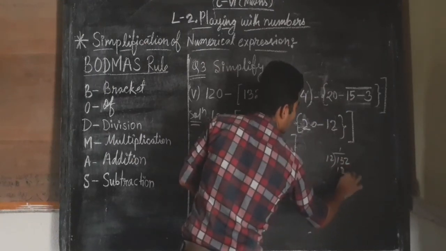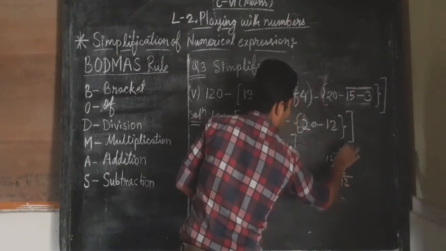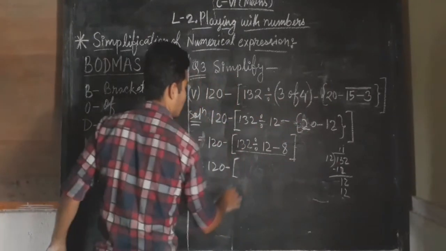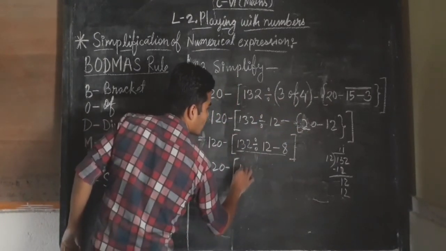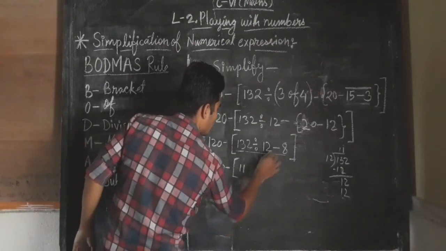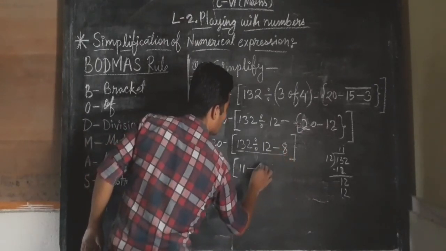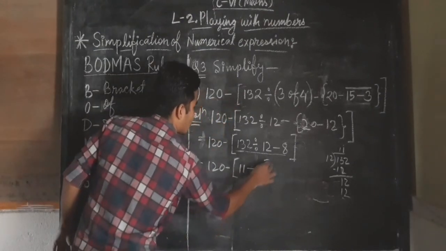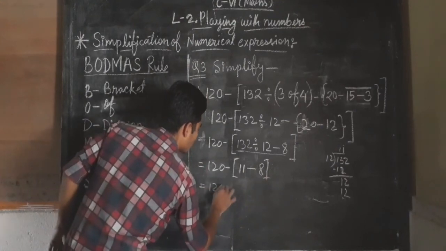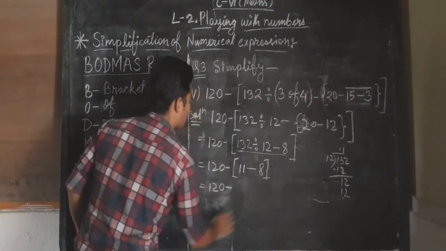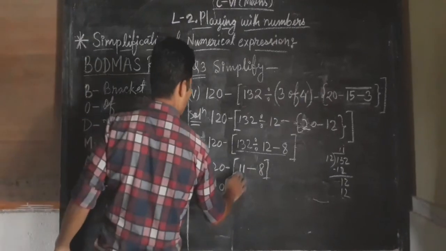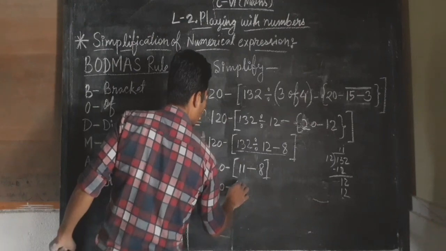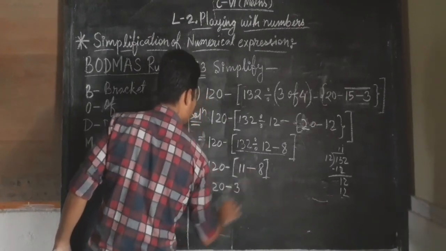12 ones are 12. 1 again 12 came down, again 12 ones are 12. So if we divide these two numbers, then we will get 11 as the answer, and the minus 8 will remain the same. Now you see inside this third bracket the final calculation is left, so we can open it now. 20 minus, this is 8 minus 11 minus 8 will be 3.